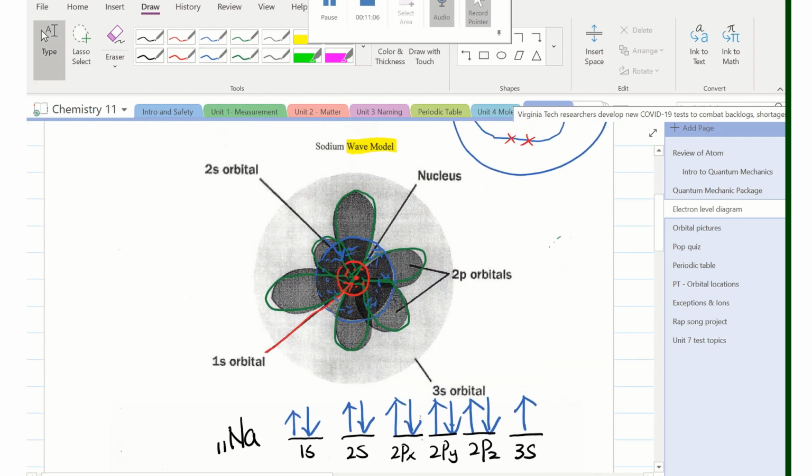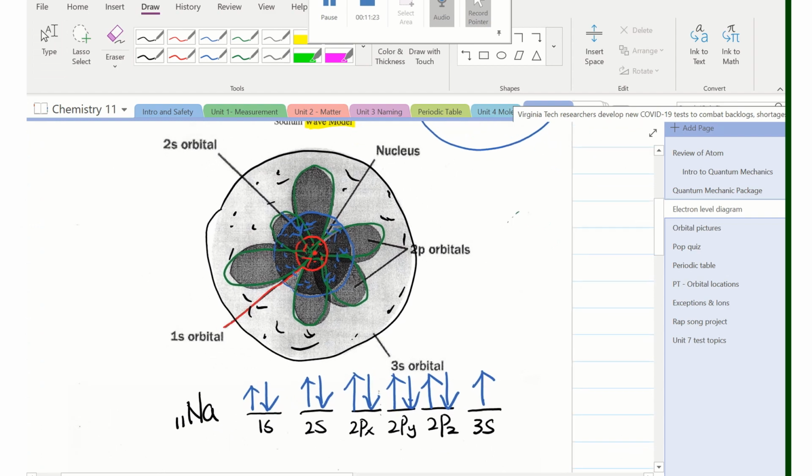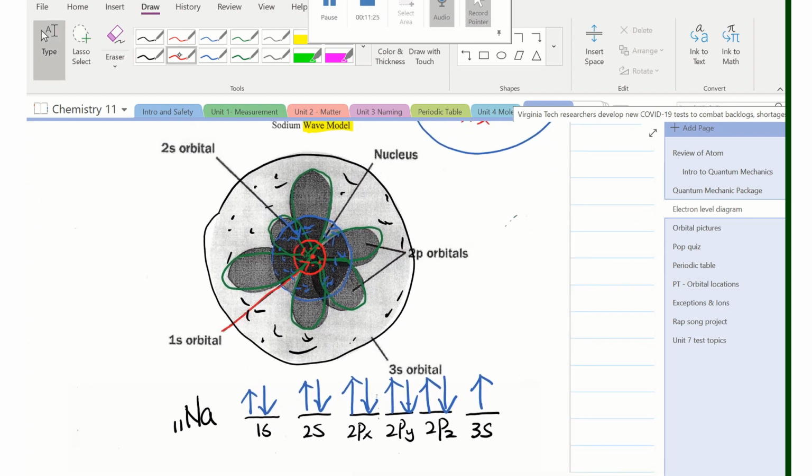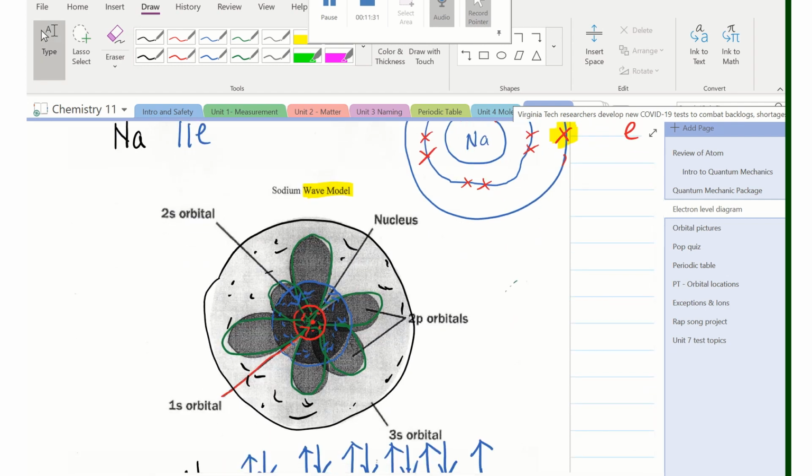For the last one, you do need the 3s orbital, which is the larger spherical shape right outside of the 1s and 2s. So that's this region right here. There are different ways to represent this model. I just want you to imagine drawing it in this complicated flower picture.